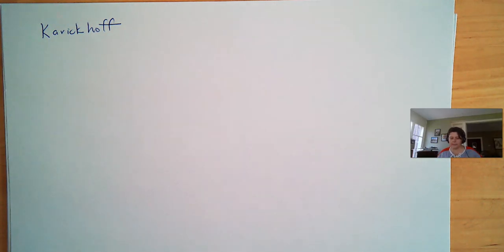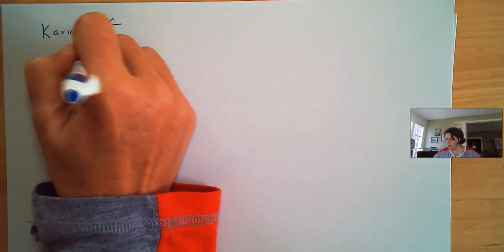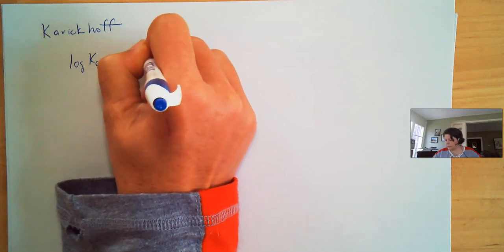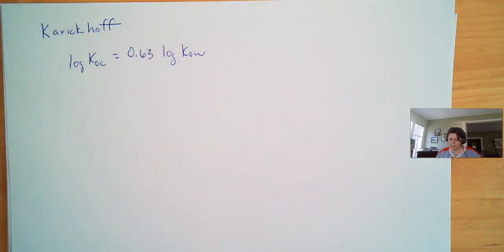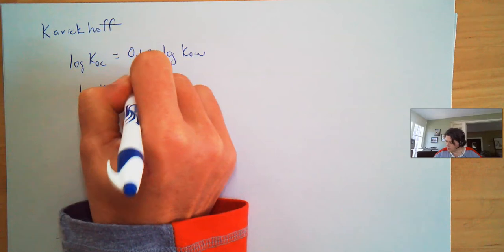So he developed equations to predict KOC. What he looked at was log KOC = 0.63 log KOW. This was Kirchhoff in 1979.